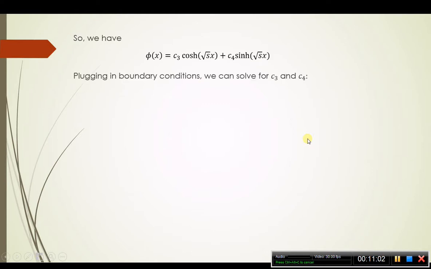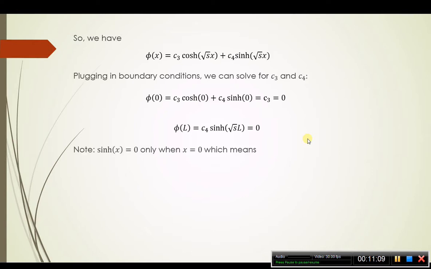So going back to what we had before, we have C4 sinh of square root of SL is equal to 0. Sinh of x is equal to 0 only when x equals 0, which means that the sinh of square root of SL cannot equal 0. So the only way this is satisfied is if C4 is equal to 0.